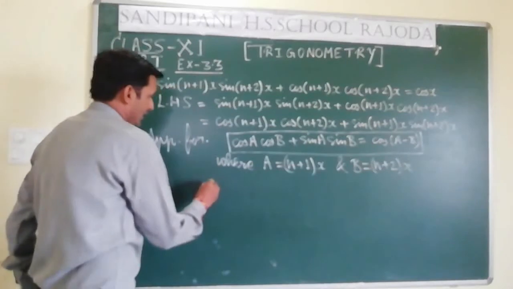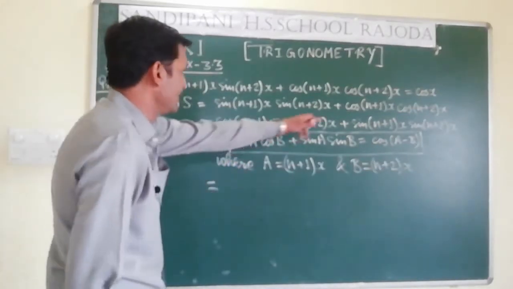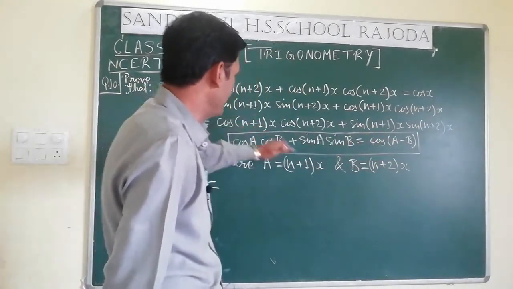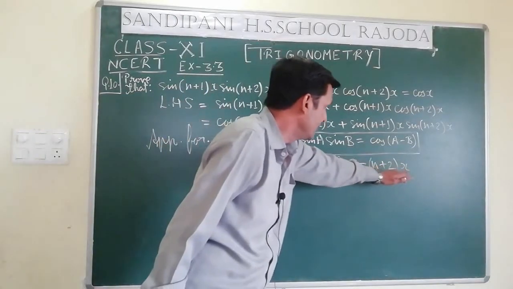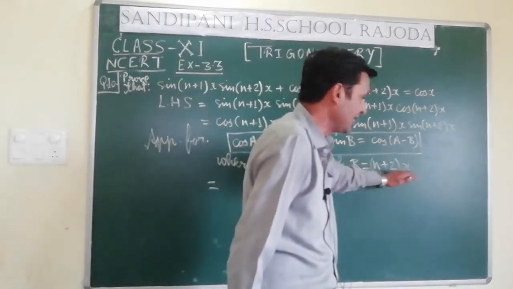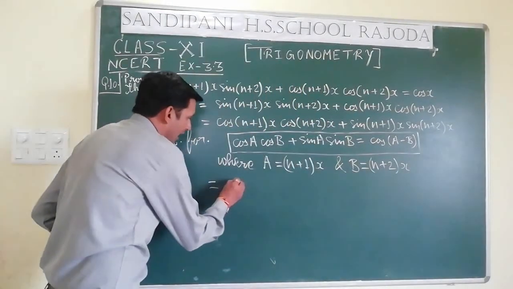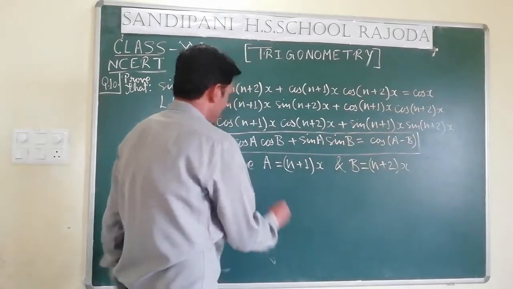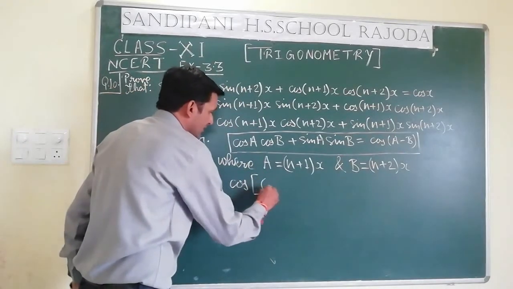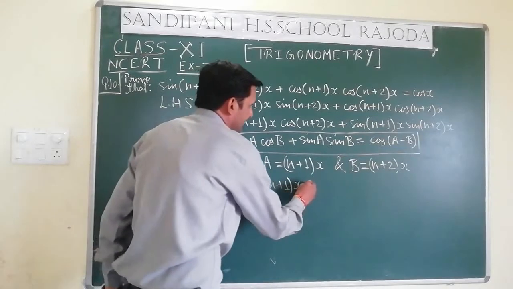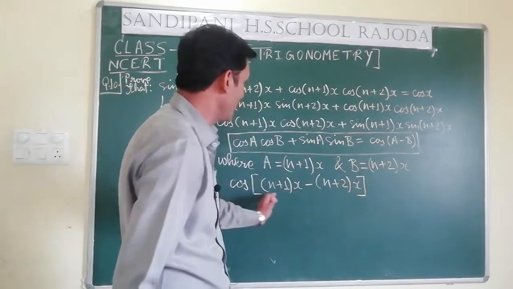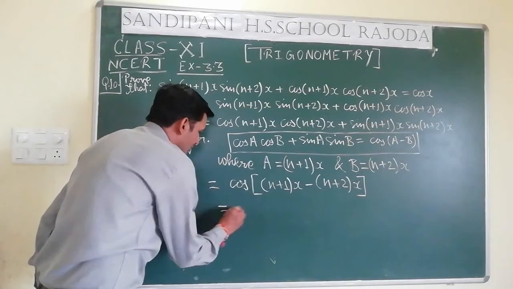Now we can apply this formula directly. cos A cos B plus sin A sin B is equal to cos(A minus B). So in place of A we write (n+1)x and in place of B we write (n+2)x. So the RHS of this formula is cos(A minus B), and the LHS is given here in our step. So it will be cos[(n+1)x minus (n+2)x]. We may take x common afterwards in this step.